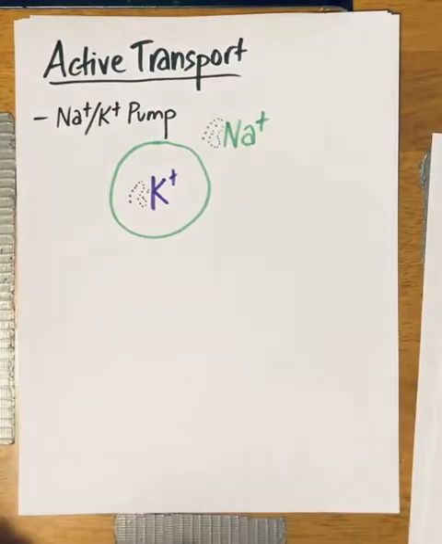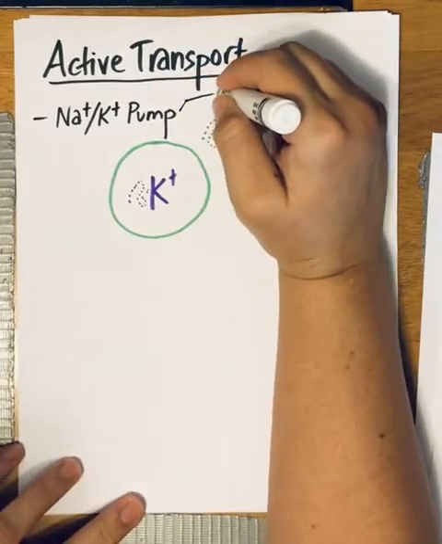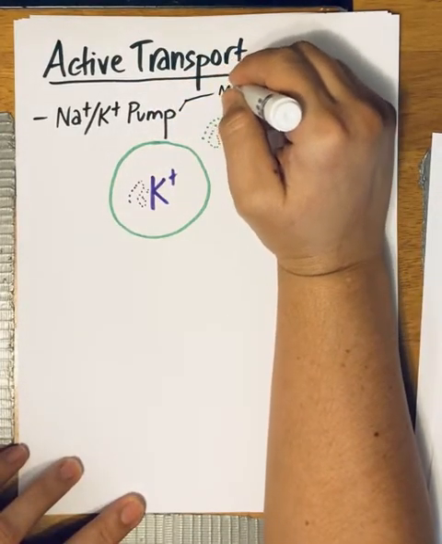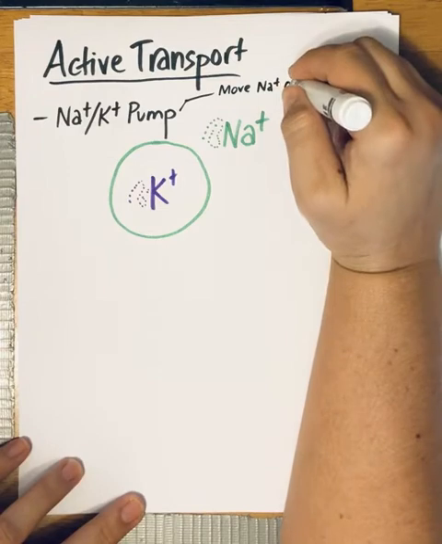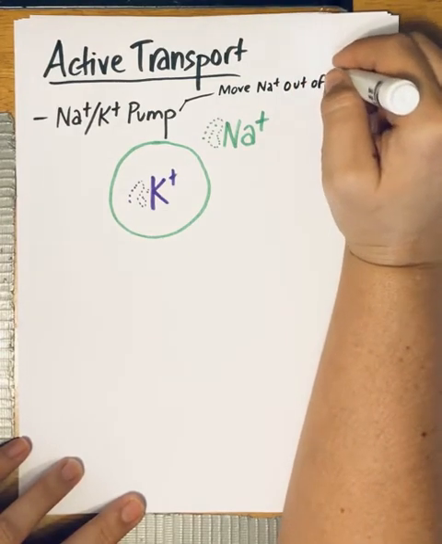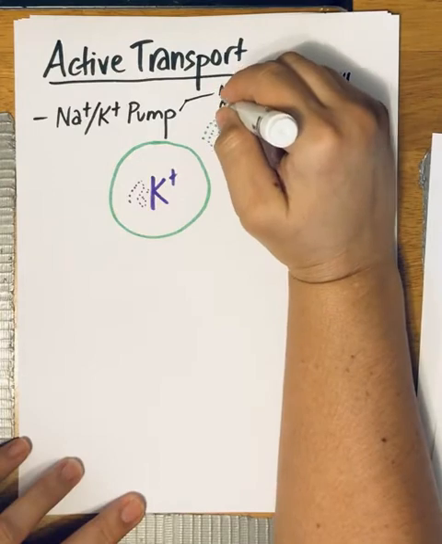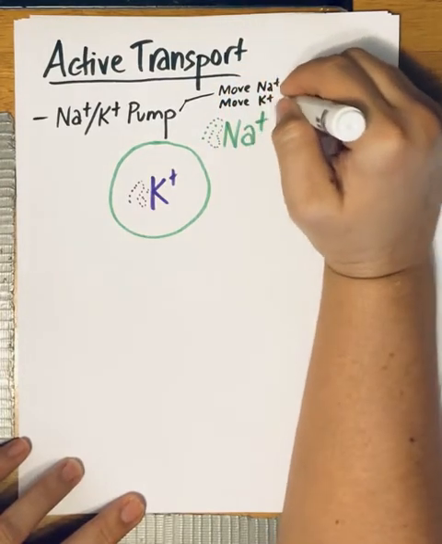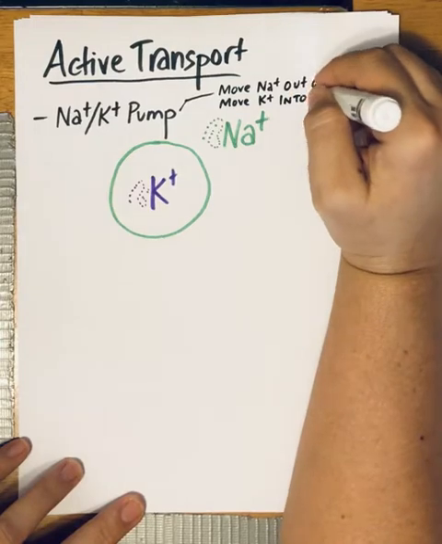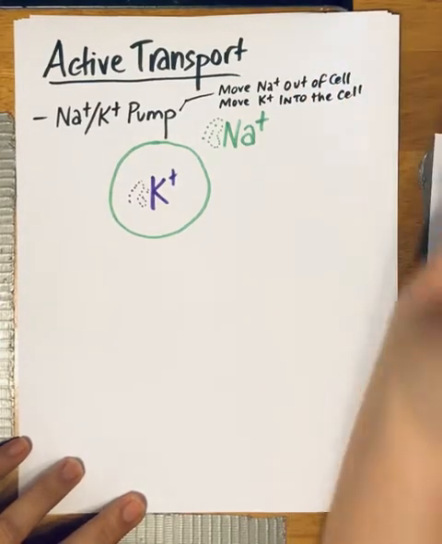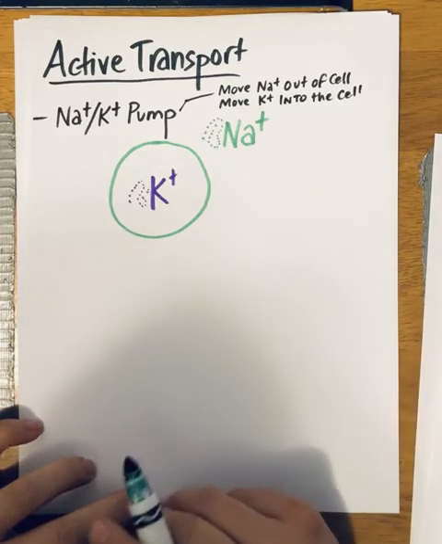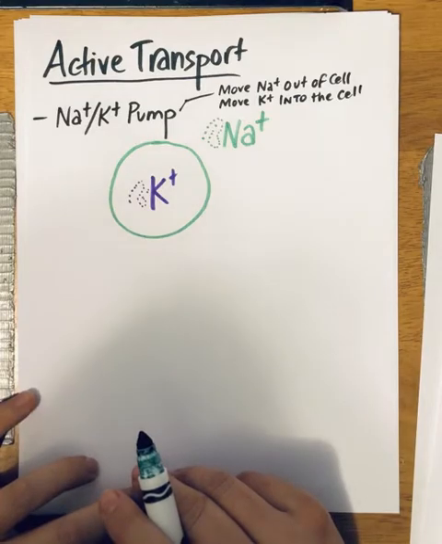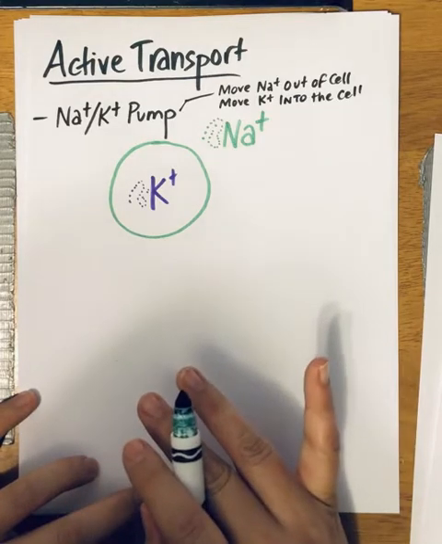Now, the sodium-potassium pump is going to move sodium out of the cell, and its job is to move potassium into the cell. Remember, you're going from a high concentration to an area of low concentration. So its job is to basically restore the cell back to normal conditions.